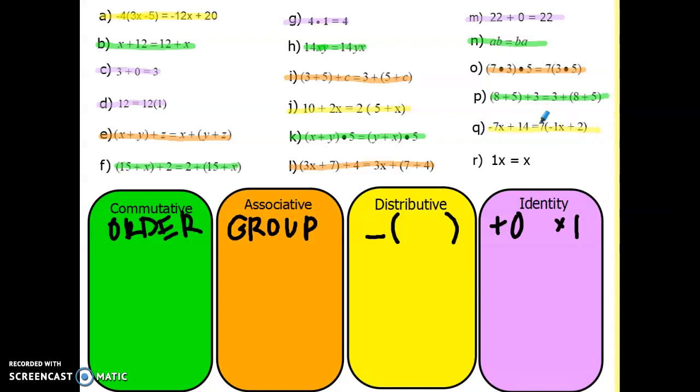We have 7 on the outside of parentheses. Multiplying it through, we get this expression over here on the left. And last one, R. All right, R, hopefully you were able to see, although it was a little bit different here, we have 1x is equal to x. Anything multiplied by 1 is itself, right? So this time, instead of a number staying the same, it was a variable staying the same, and that is still also the identity property.